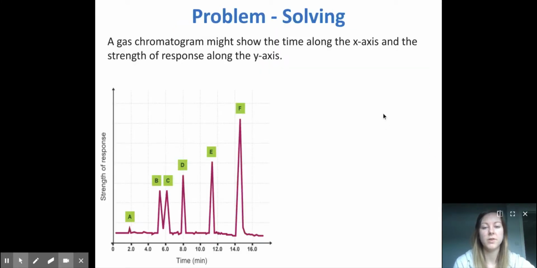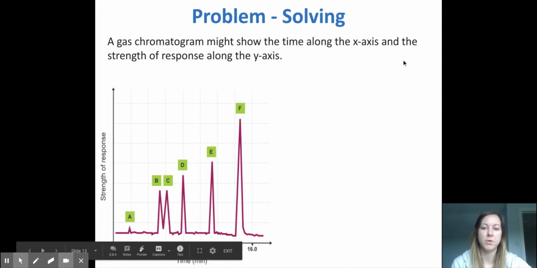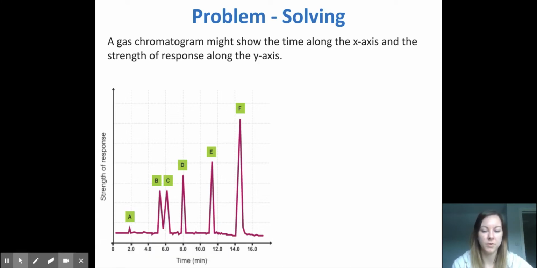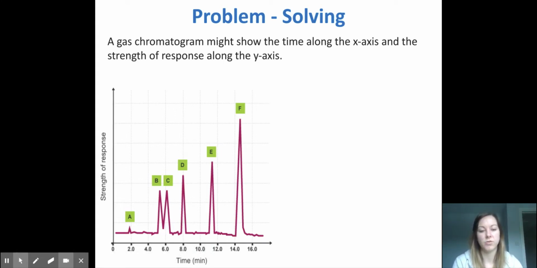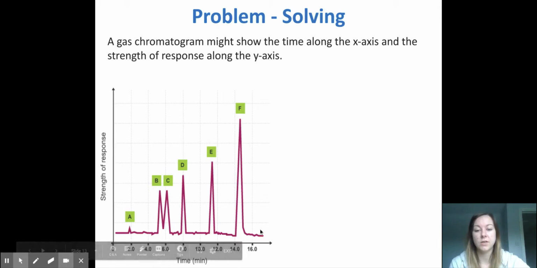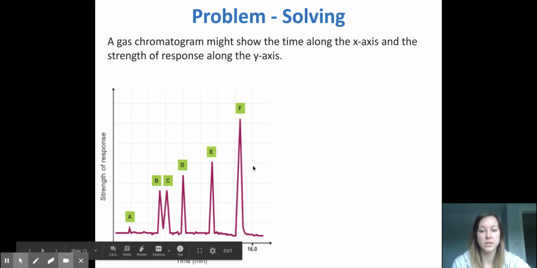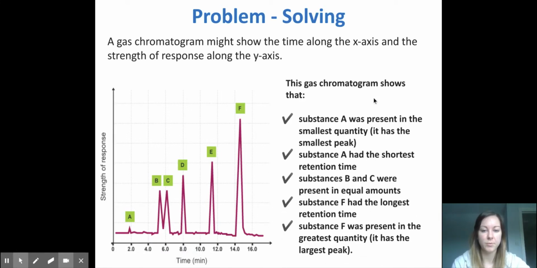So here are a couple of things to think about when you're faced with problem solving questions. Here is the chromatogram that you would get out of a typical gas chromatography detector. This is the strength of response versus time. As time goes on, the compounds are separated by their retention time, and the strength of response is measured by the peak size. So what we can gather from this, here are a couple of things to think about.